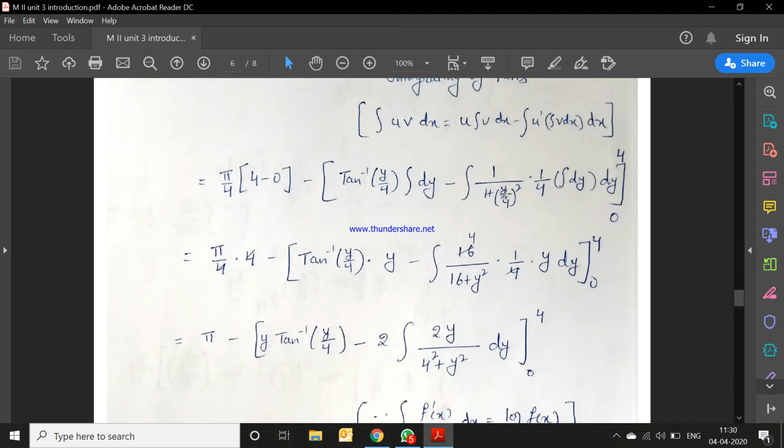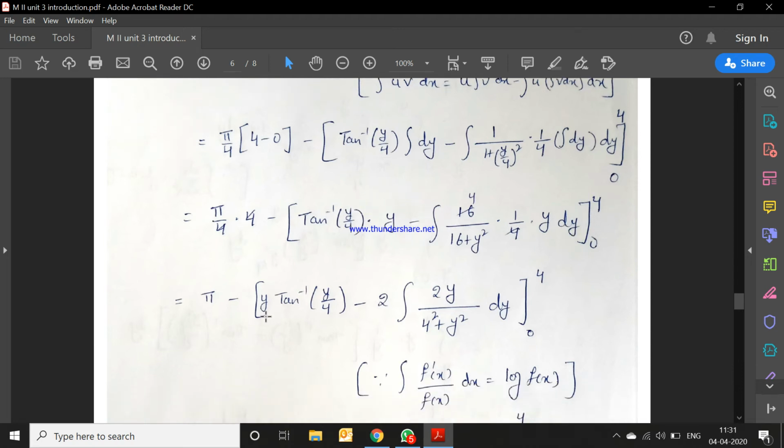y by 4 whole square is equal to y square by 16. LCM is 16. Write the reciprocal directly. 16 by 16 plus y square, 1 by 4. Integration of dy is y into dy, integral 0 to 4. So pi minus y into tan inverse of y by 4 minus 4y. Here 4 into y. I'm writing 4y as 2 outside, 2 into 2y, 2 outside, 2y by 4 square plus y square dy.